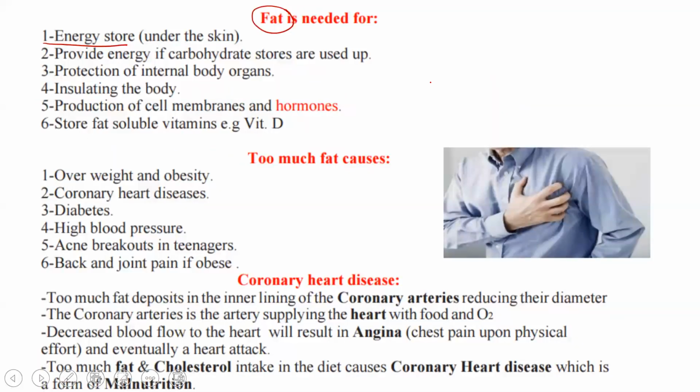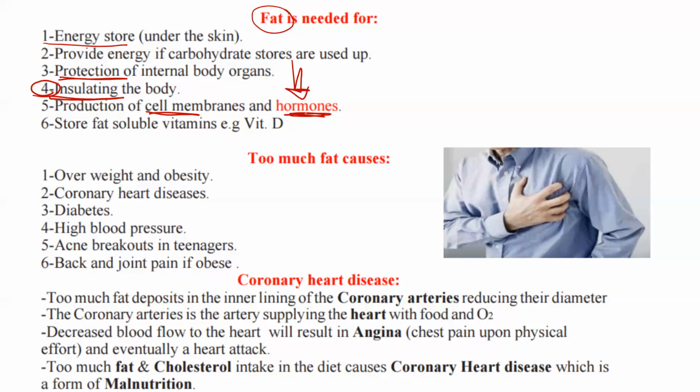Fat is needed for energy, to protect your body organs, to insulate the body, to make you nice and warm, and to produce cell membranes. Fat is very important for hormones, by the way. That is why when someone goes on a very strict diet and doesn't have any fat, their hormones are affected. This is true.